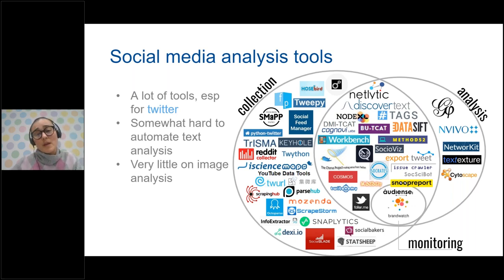What we found as challenges was that, at least to some researchers, it was somewhat hard to automate the text analysis, especially because tweets or other comments are quite short. It's hard to pick up on some signals that they were interested in analyzing. And quite surprising, and something I'd be curious to find out more about, is that there's not a lot on image analysis. Although a lot of image, video, and media is shared, probably more than text on social media, there's still not a lot of research around that.